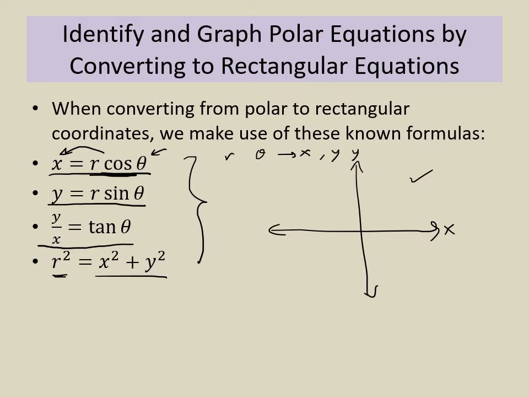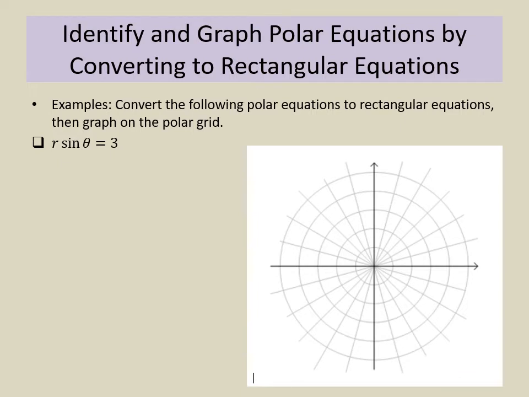Let's see some examples. Here is the first example. It says convert the following polar equations to rectangular equations, then graph on the polar grid. So here is the polar grid. Now, what they're asking us is not to graph this as a polar equation, but to convert it into something that has x and y instead, and then graph it here as if this was our x-axis and this was our y-axis. So again, it's a way for us to cheat.